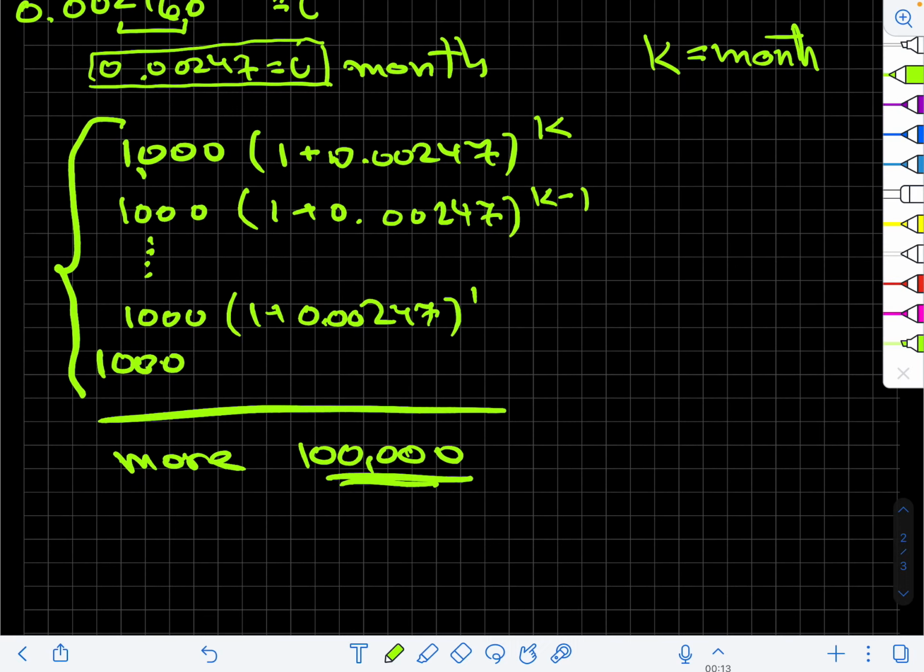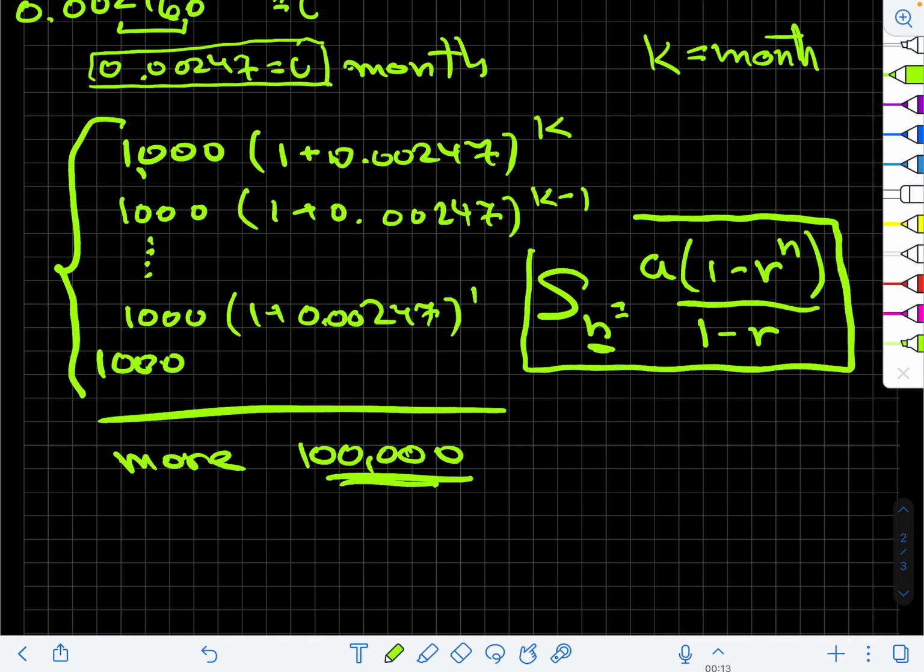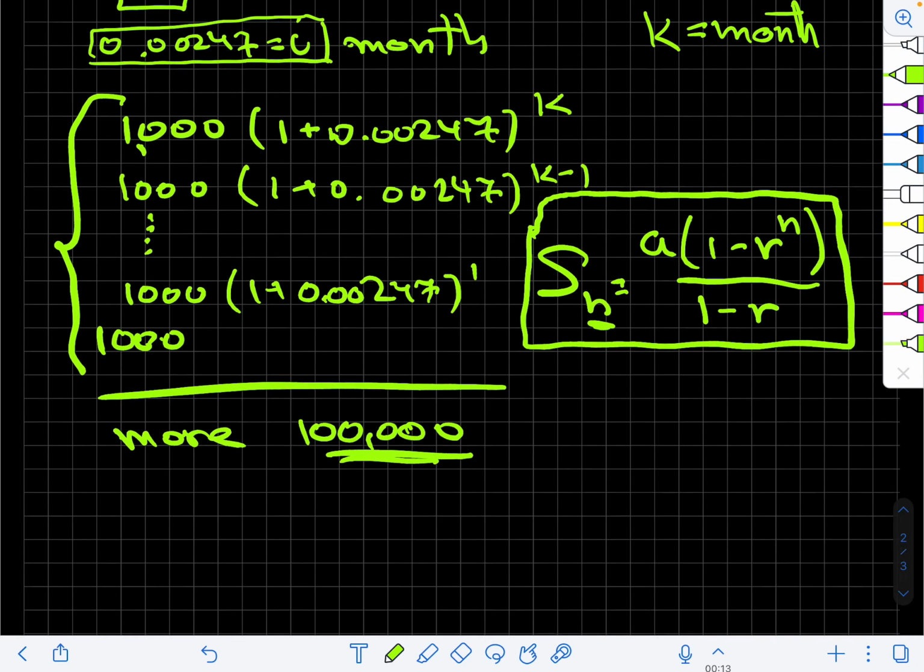This is a sequence, a geometric sequence. So I know I need to use the formula from geometric sequences. Sn equals the first term times (1 minus the ratio to the power of n), over 1 minus r. N is how many periods this sequence has. So we're going to use this formula for calculating the stream of these investments.